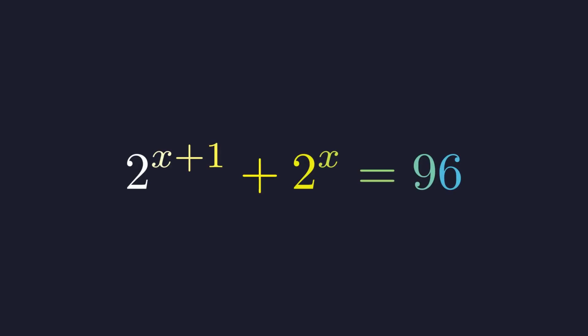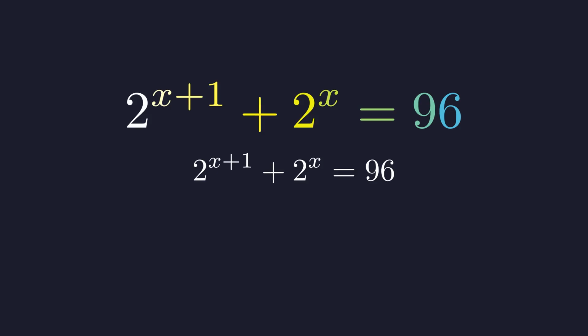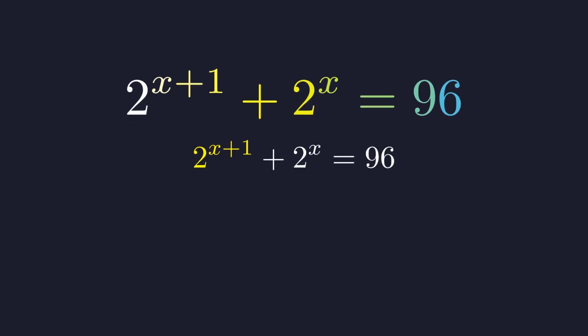Okay, this looks scary at first, but trust me, there's actually a really clever trick here. See how we've got 2 to different powers? That's the key. Here's the trick. 2 to the x plus 1 is just 2 to the x times 2.